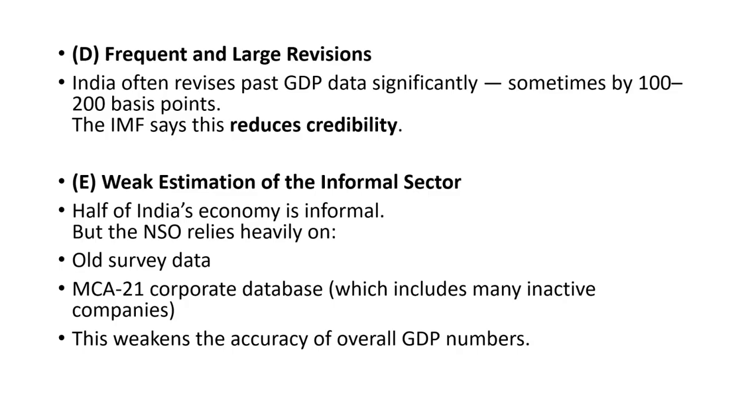Fourth one is frequent and large revision. India often revises past GDP data significantly, sometimes by 100 to 200 basis points. The IMF says this reduces credibility. Fifth one is weak estimation of the informal sector. Half of India's economy is informal, but the NSO relies heavily on old survey data and the MCA 21 corporate database, which includes many inactive companies. This weakens the accuracy of overall GDP numbers.